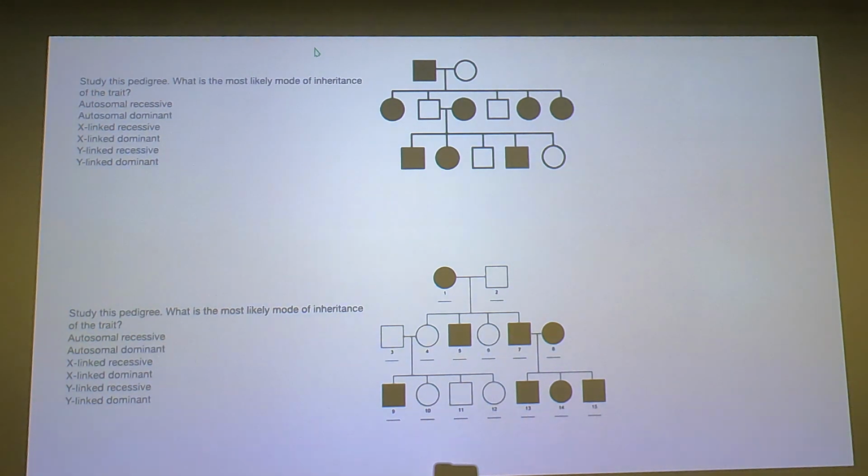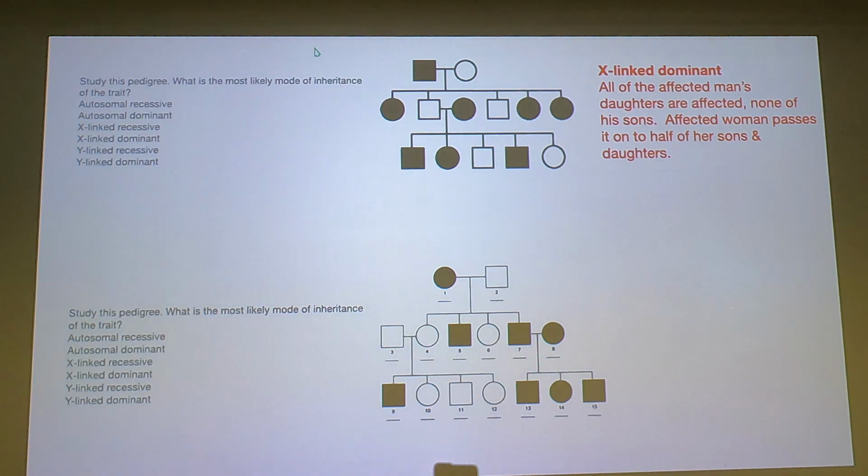Sort of half-ish distribution. Yeah, so again, in humans we don't have enough babies to really tell. But here we've got roughly half and half. It's roughly equally distributed between males and females. So that's another clue. So it's X-linked dominant. All the affected man's daughters are affected, none of his sons. And the affected woman here passes it on to half her sons and daughters. That tells you right there that this has got to be an X-linked dominant trait.